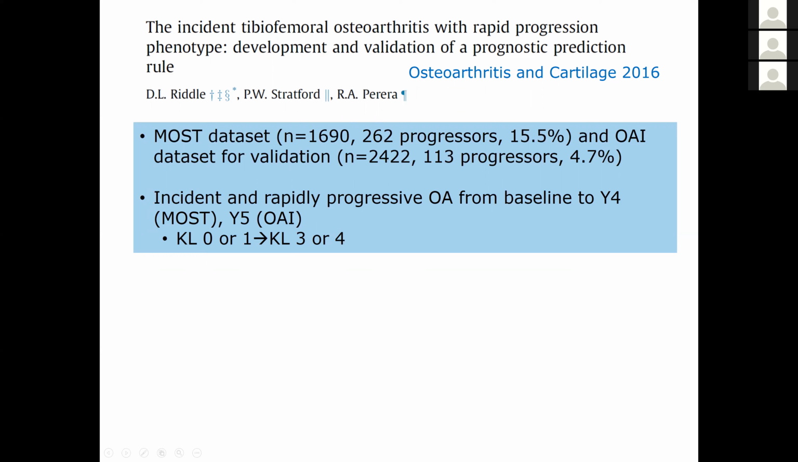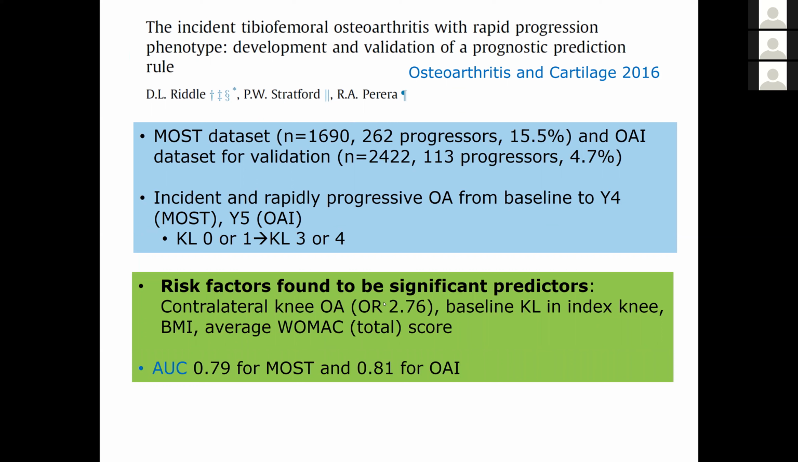The risk factors they found that were the most significant predictors of this rapid progression phenotype were individuals that had contralateral knee OA. They had an index knee, and if the contralateral knee was involved, it increased the odds ratio by 2.76. Then the level of baseline KL in the index knee, so if it was 1, it was more likely to progress than 0. Then BMI, and then the WOMAC score. They calculated an area under the curve for prediction of progressors and had a pretty good number, 0.79 for MOST and 0.81 for OAI, just based on these particular risk factors.